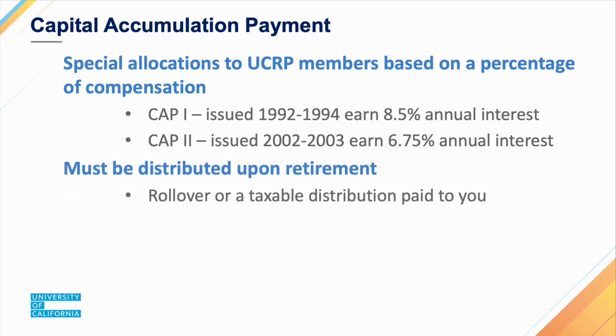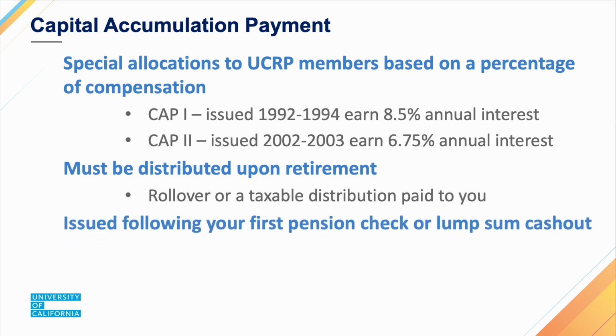When you retire, you must take a distribution of your CAP balance. If you take all or a portion of your CAP money as a distribution that's payable to you, it'll be taxed as income in the year that it was received. However, you do have the ability to defer taxes by rolling over all or a portion of your CAP account directly into your existing UC retirement savings programs, out to a traditional IRA, or to another employer plan that'll accept a rollover.